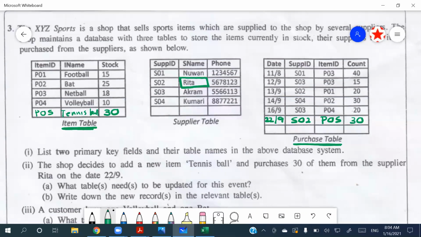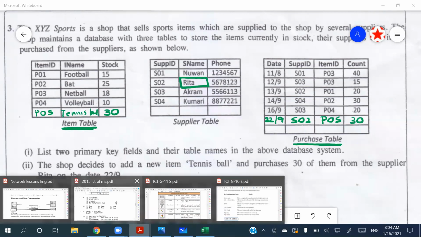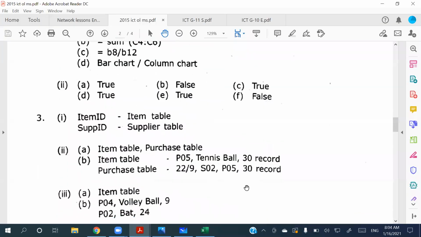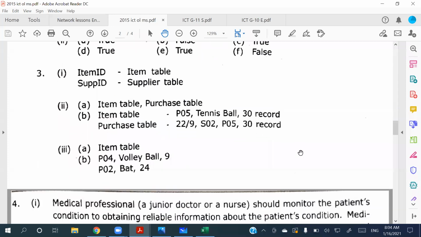So for part A, item table and the purchase table. So the records, the one which I have written in green. So let me show you the marking scheme as well. Yeah, it's going to be like this.